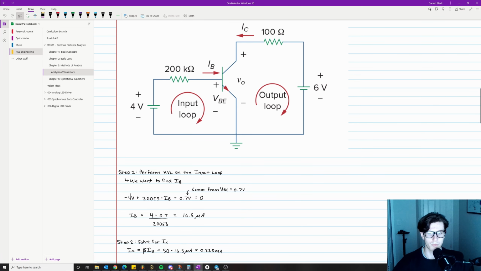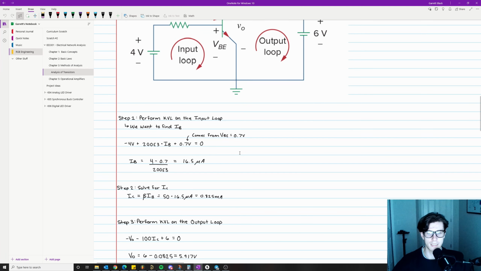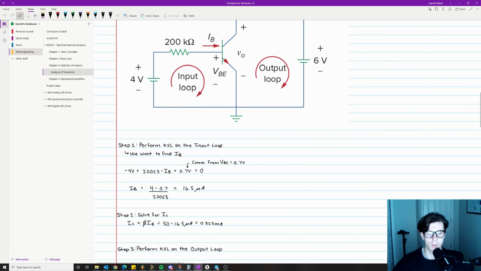So then what you want to do is solve this equation right here for the base current. You get IB equals 4 minus 0.7 divided by 200 kilo ohms. And so that means we determined that IB equals 16.5 microamps. Okay, so we've now just solved for the current into the base pin. And so basically everything else should be set up for us. It should be extremely easy to solve. So then step 2 is going to be solving for the collector current.